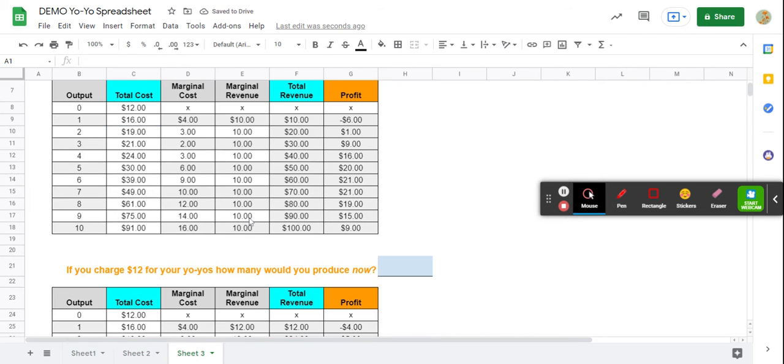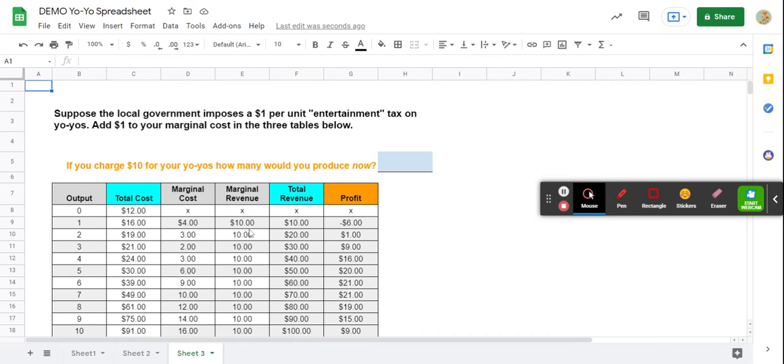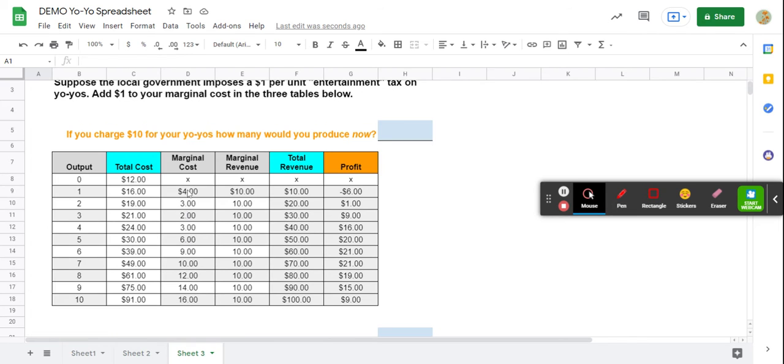Now, sheet 3, I have filled all these out for you, right? So basically what you have already done, I then copied and pasted over to sheet 3, but now something has changed in the marketplace. Notice this up here. Suppose the local government imposes a $1 per unit entertainment tax on yo-yos. Add $1 to your marginal cost in the 3 tables below. $1 per unit, that means your marginal cost is going to go up by $1 so that you can cover the cost of this tax.